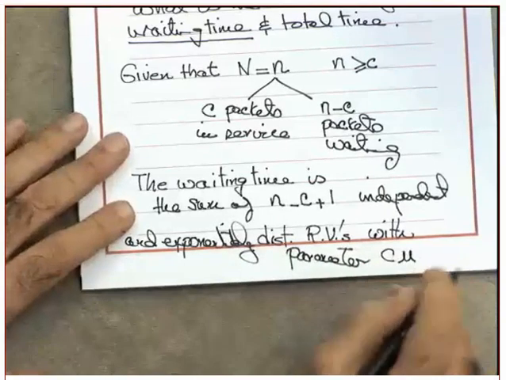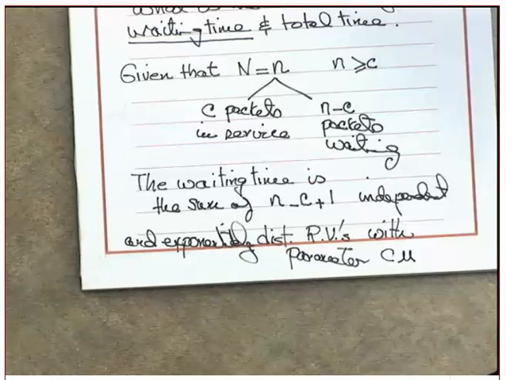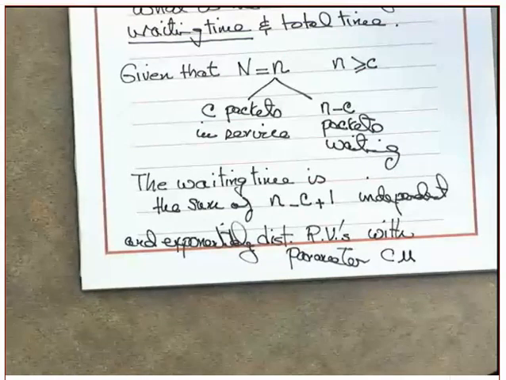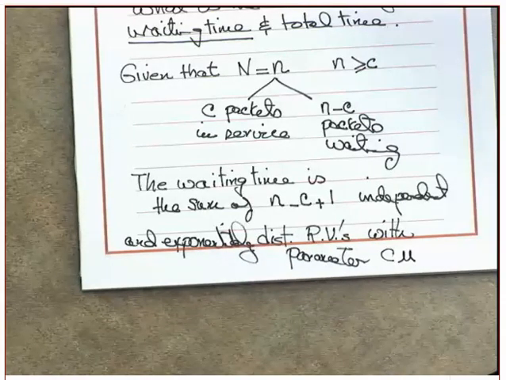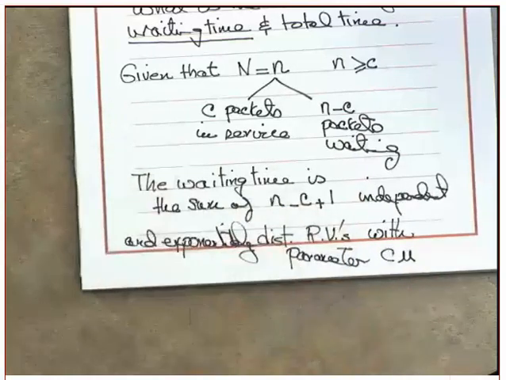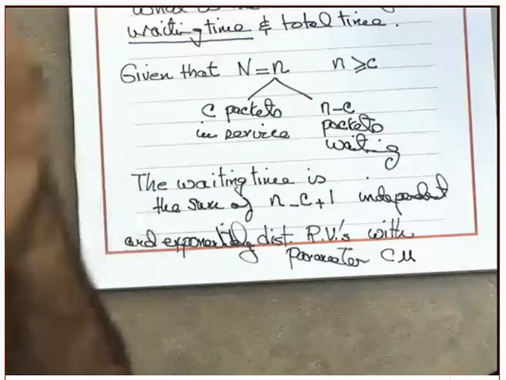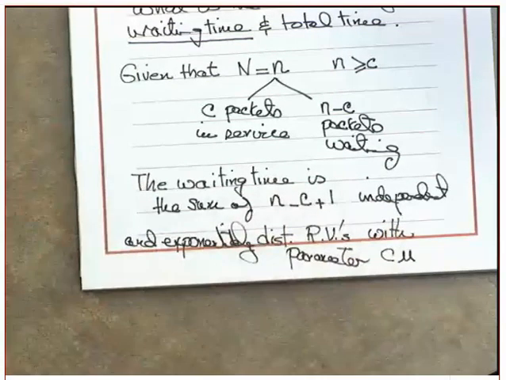CMU. You lost me. Not mu, CMU. Why? We have C servers. The time between completions of the service is 1 over CMU, the average is not 1 over mu. 1 over mu is when we have a single server. We have here multiple servers. Clear?